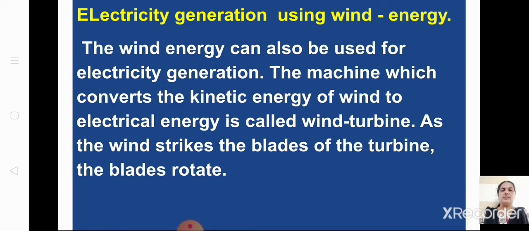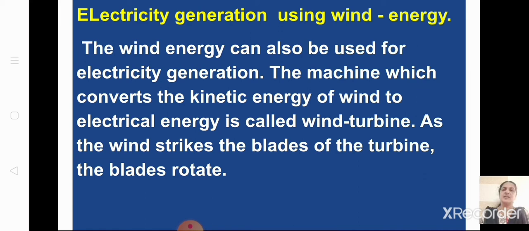We have seen the windmill also. You made a windmill during projects. When the blades of the windmill rotate, they are connected to the wind turbine. The machine which converts the kinetic energy of wind to electrical energy is called a wind turbine. So when the blades rotate, kinetic energy is converted into electrical energy.